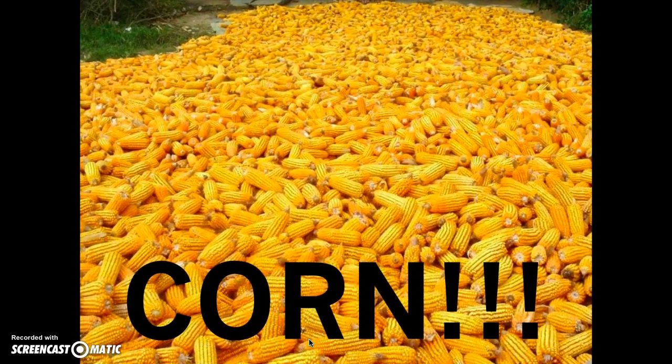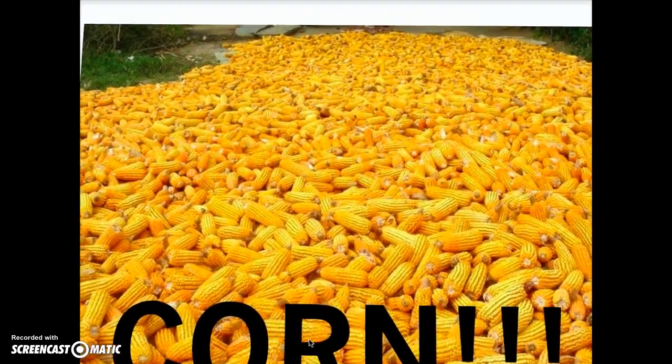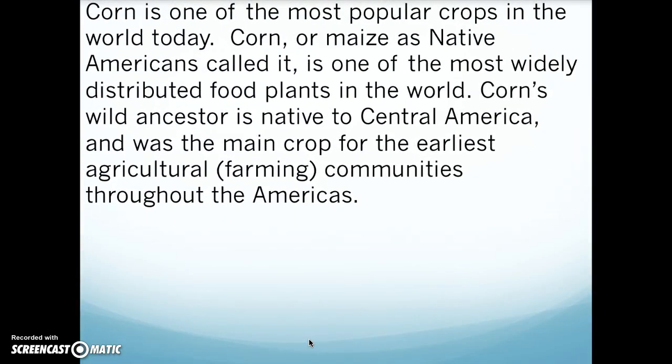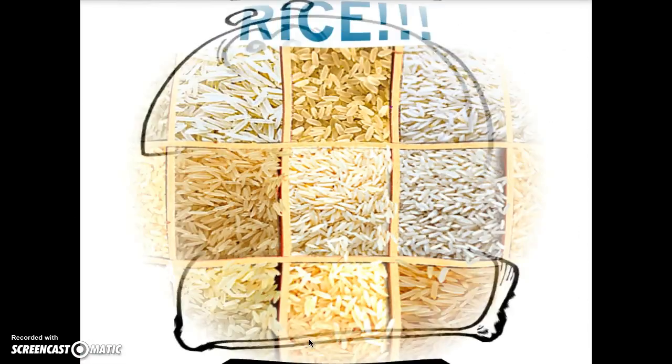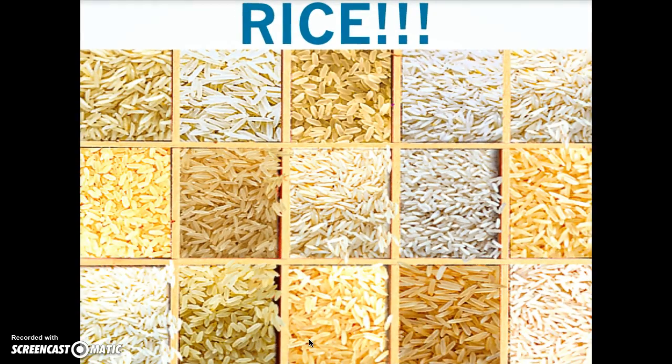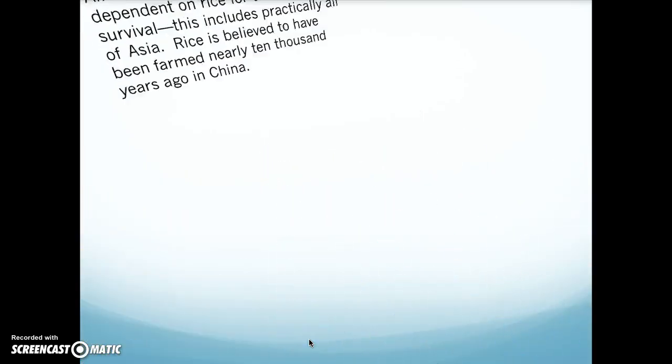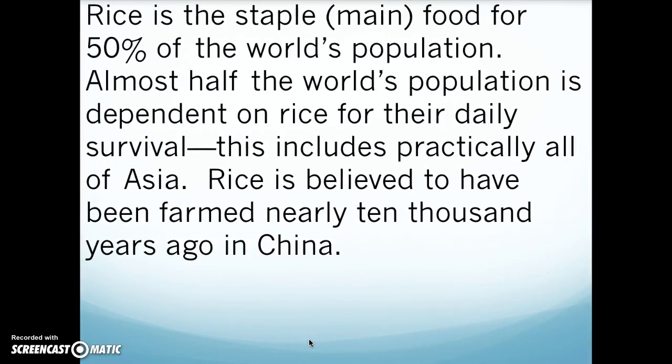Right. We also had corn. Right, corn was number 3. Again, if you want to read through this, feel free to pause, but we're looking at Central America. Right. Then we get to rice. Rice is a staple for the Asian countries, especially China. 10,000 years ago, began growing that in China. Big part of the food that people rely on today. So there's rice out in Asia.